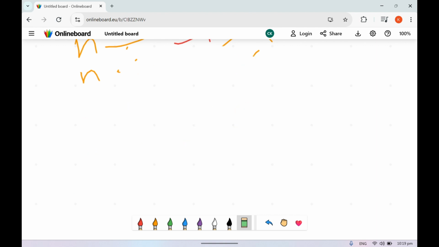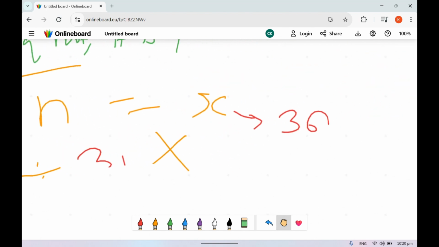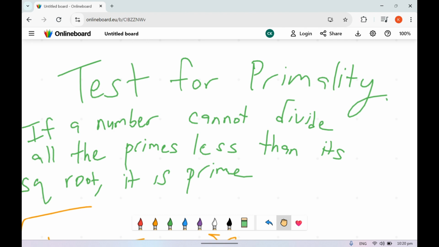Now, this method is used so that life is not that tedious for you. Because whenever you want to test primality, you've got to take the number and start dividing it. Can it be divided by this? Can it be divided by this? Can it be divided by this? But it will take forever. So this method makes it easier for you because you don't have to try everything.